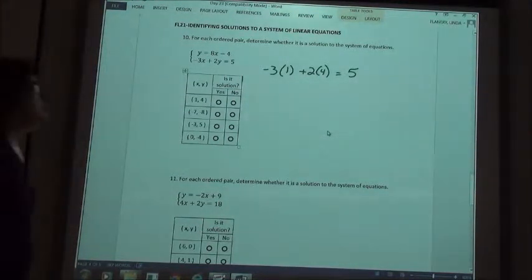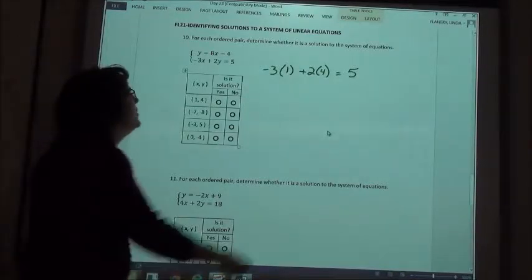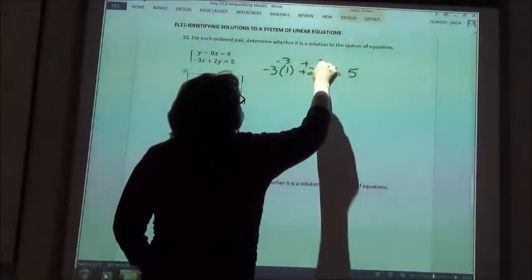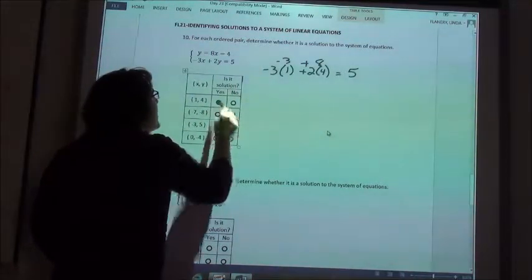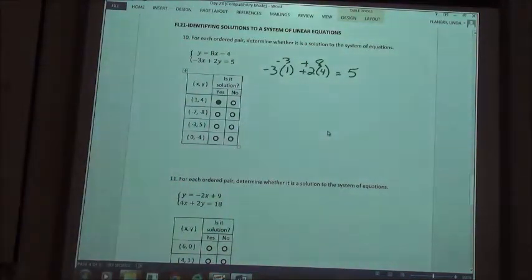If we solve that, do we get 5? Yes. Yes, we do. Negative 3 plus 8 is 5. So we got a yes on the first, a yes on the second. We get to answer yes for the solution to the system. It worked in both of them.